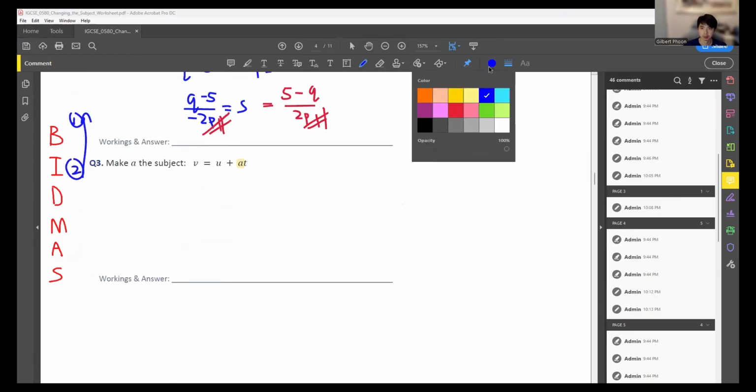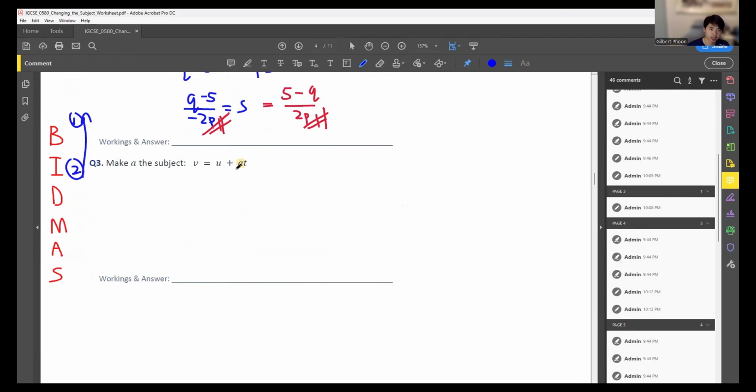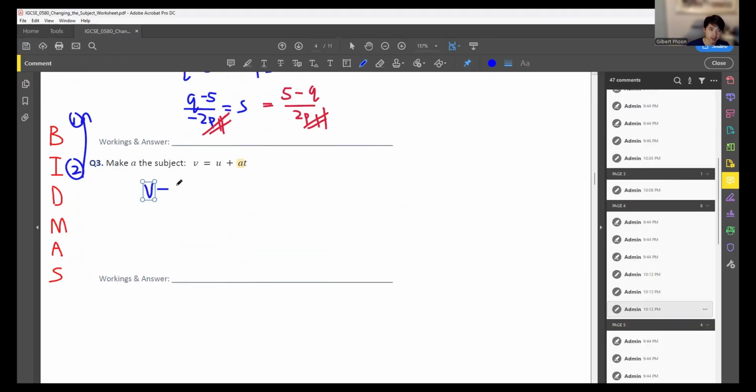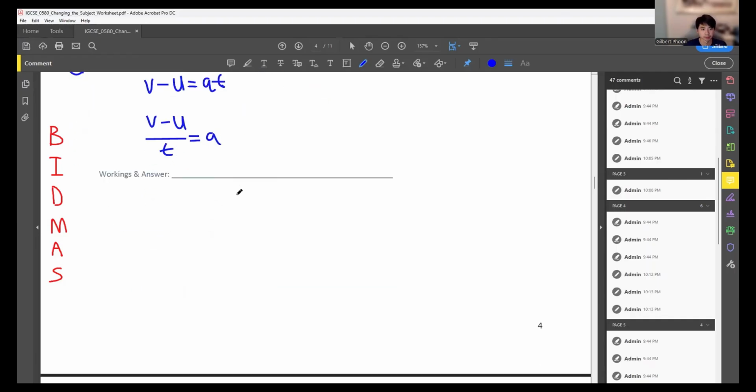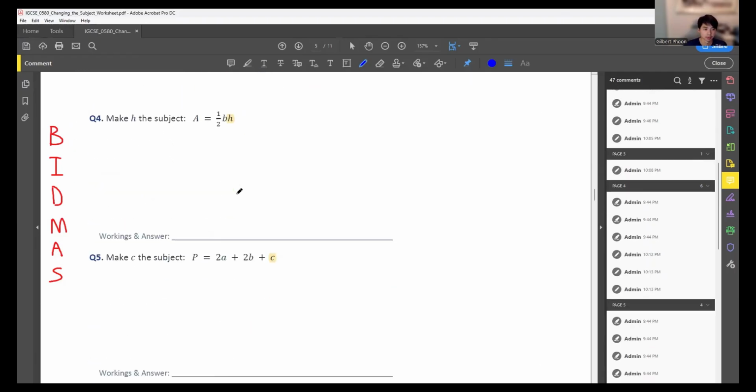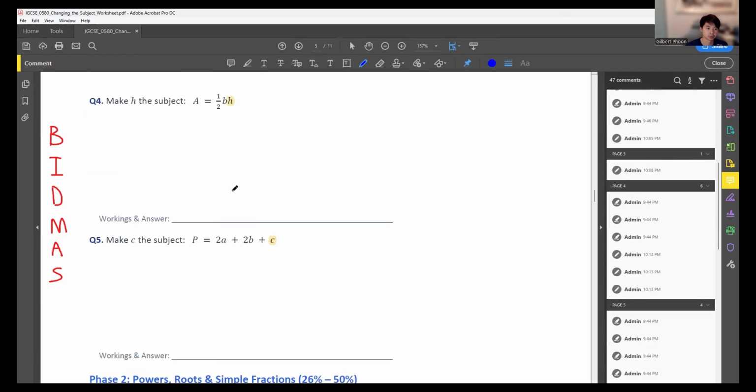Next example, making A the subject. Again, bring the U over first because that's the addition part. V minus U is equal to AT. And then bring the division part over. V minus U over T is equal to A. Two more examples for phase one.